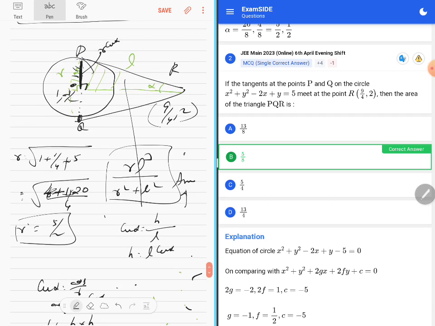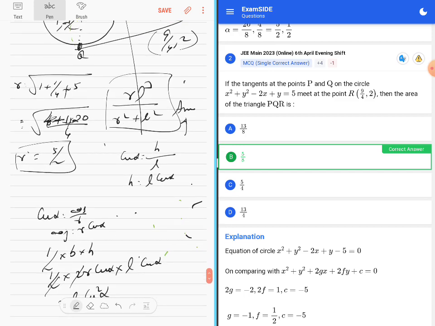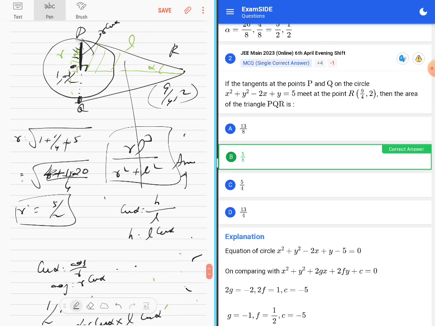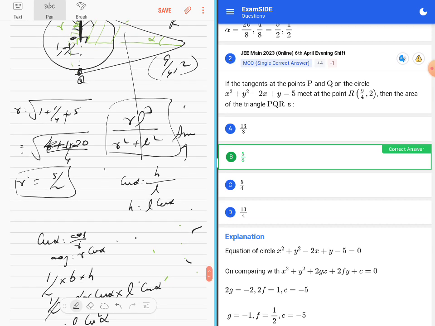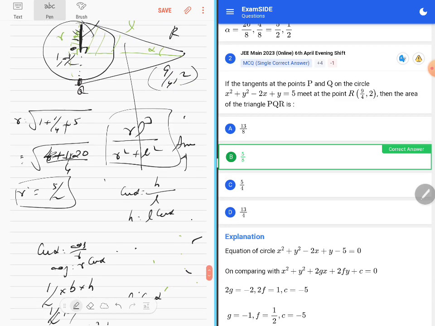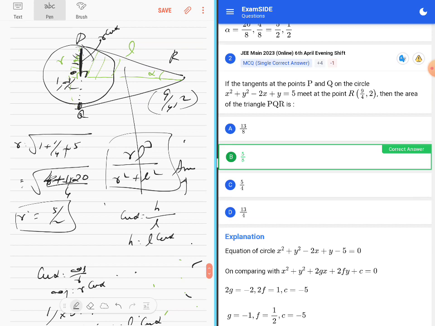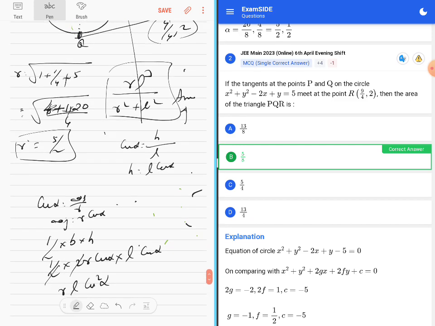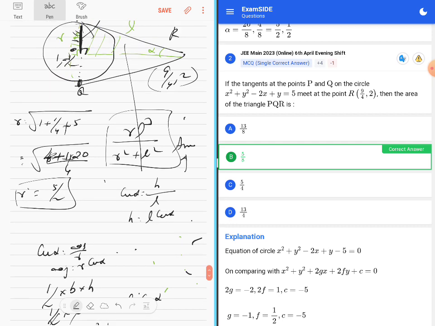And cos alpha itself is, what is cos alpha? So you get R by, okay, what is cos alpha? Adjacent by hypotenuse. Adjacent by hypotenuse. Cos square alpha and cos alpha.